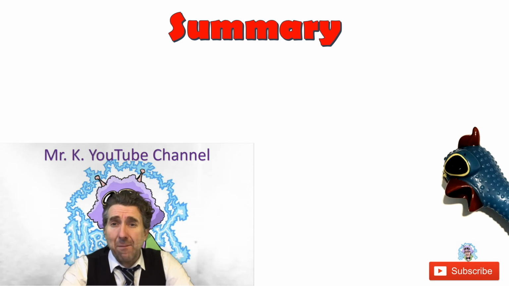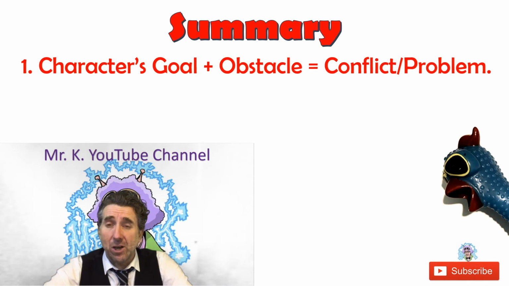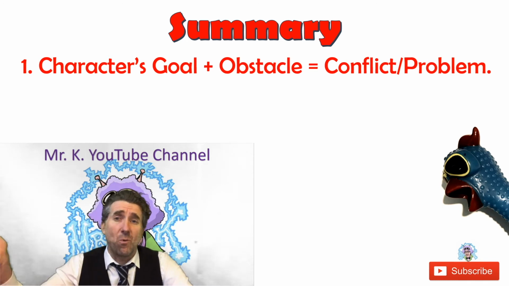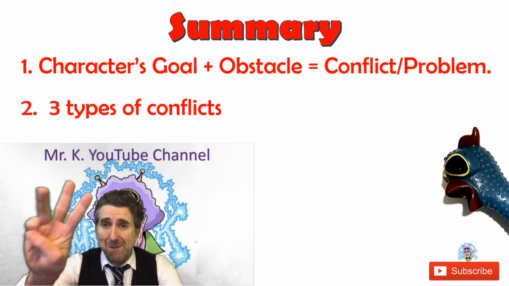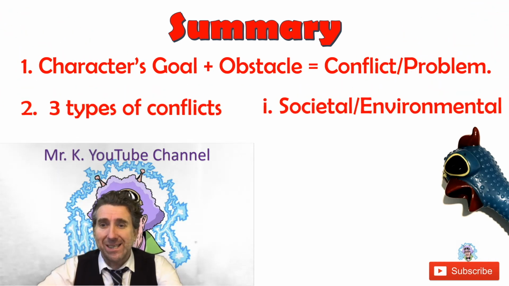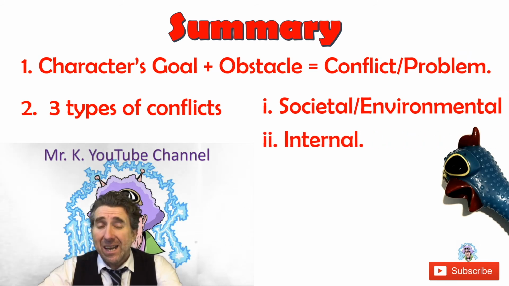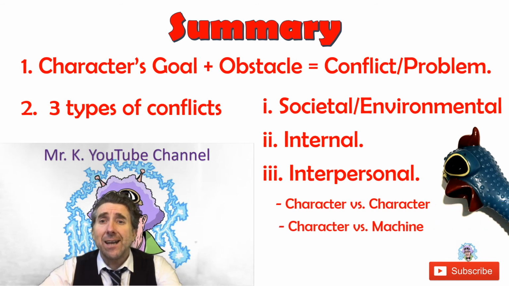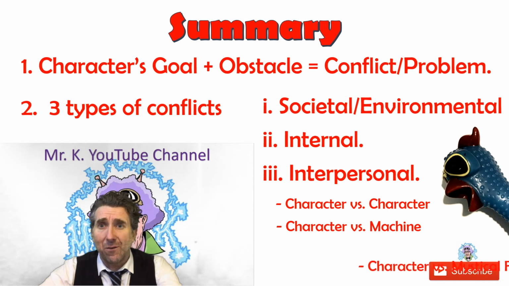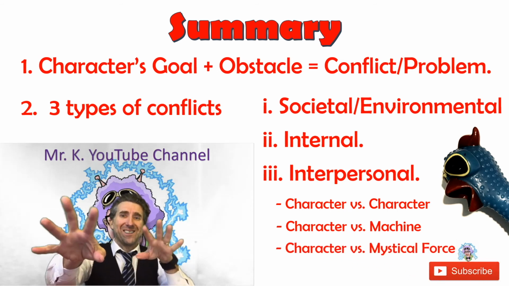Okay, so in summary, conflict is the result of the character having a goal, and obstacles are in the way of the character actually achieving their goal. There are three types of conflict. The first type of conflict is societal or environmental conflict. The next one is internal conflict, okay? And the last one is interpersonal conflict, where I have the three subcategories of character versus character, character versus machine, and character versus mythical force.